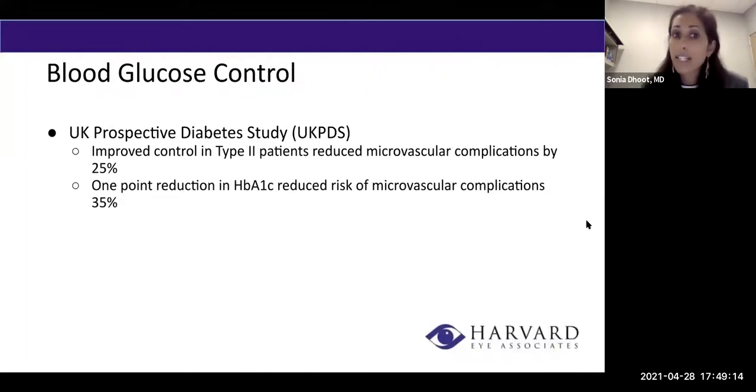And then they basically did the same study, but in type 2 diabetics and said, okay, well, in type 2 diabetics, if you control your sugars, you have reduced microvascular complications. And that means diabetic retinopathy, diabetic kidney disease, diabetic heart disease. It reduces those complications by about 25%. And for every 1 point that you go down on your hemoglobin A1C, it reduces the risk of your microvascular complications by about 1/3.